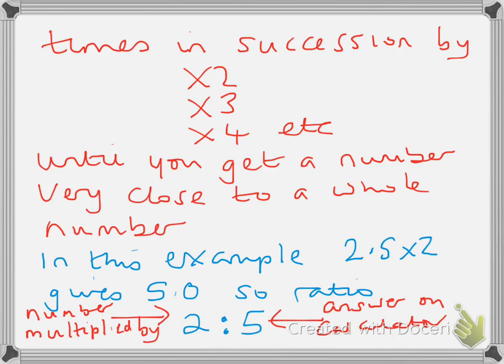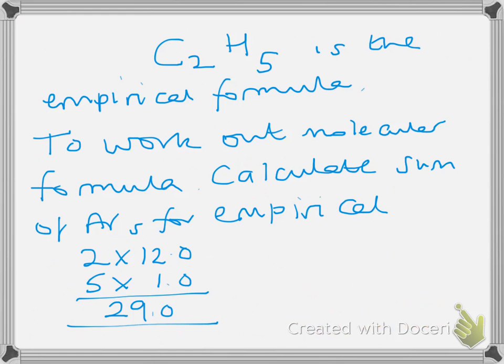So where the numbers have come from, the 2 has come from the fact that I've multiplied my previous answer by 2, and 5 is the answer that shows on your calculator. So in this case, we've got the whole number ratio 2 to 5. So the empirical formula in this case is C2H5.